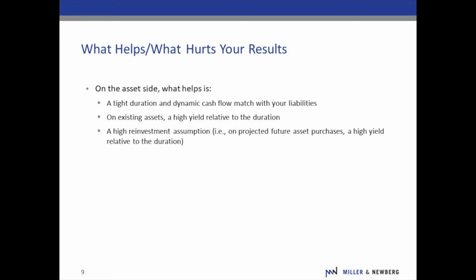Now let's take a look at the asset side. As we saw with the Executive Life story, it was an asset problem that caused them to fail. With General American, it was a mismatch between their assets and their liabilities that caused them to fail. The asset side, incredibly important. So what helps? What helps is to have a tight duration and dynamic cash flow match with your liabilities.